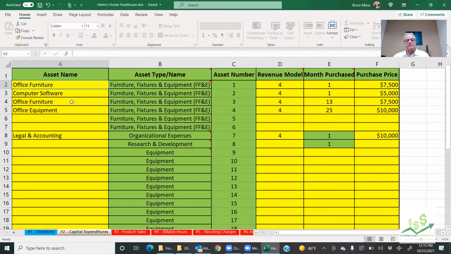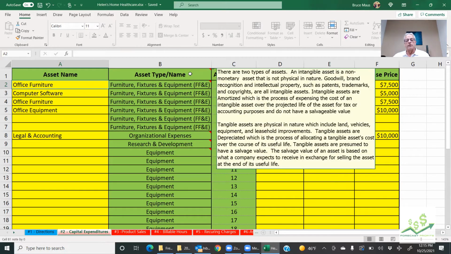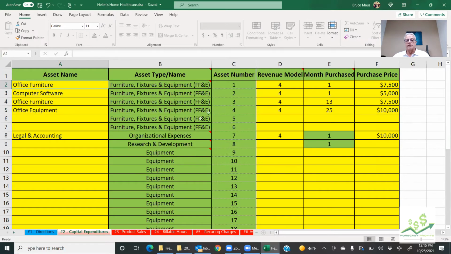software, etc. Now, as we drag our cursor over the first cell with the red triangle, it gives us the definition of 2 different types of assets. Next, we assign the revenue model to how these assets are depreciated. In this case, it's number 4, billable hours, because service providers are going into seniors' homes and charging for their time. Next is the month the asset is purchased, and finally the purchase price.